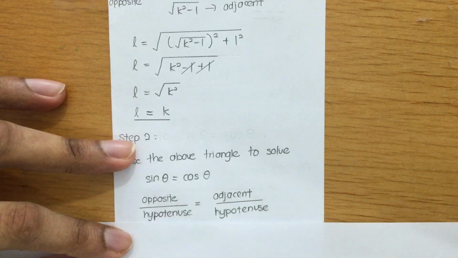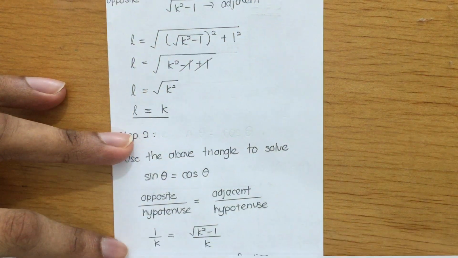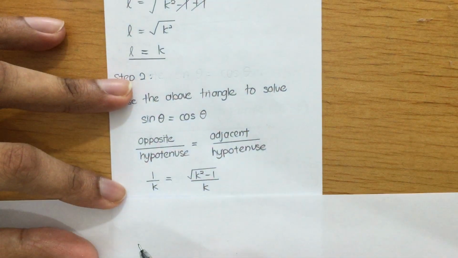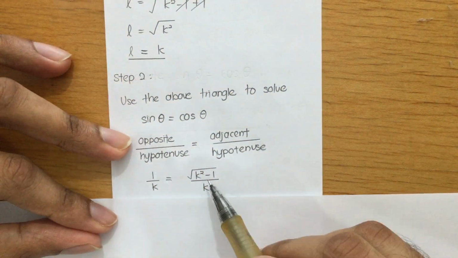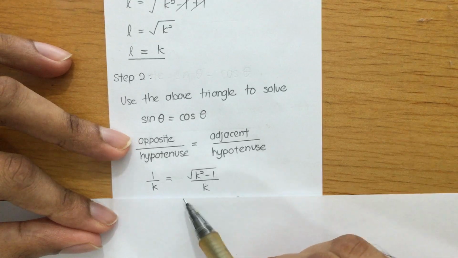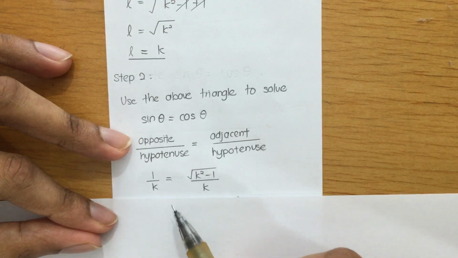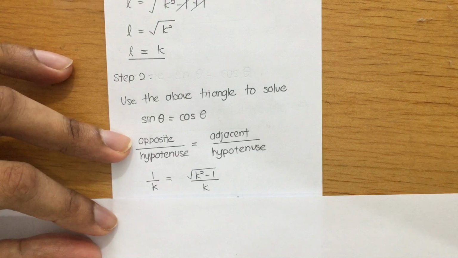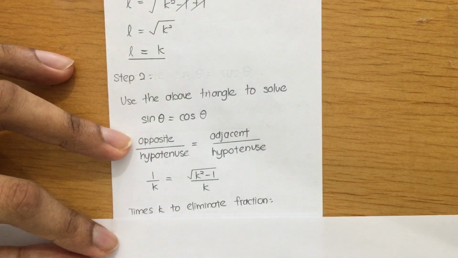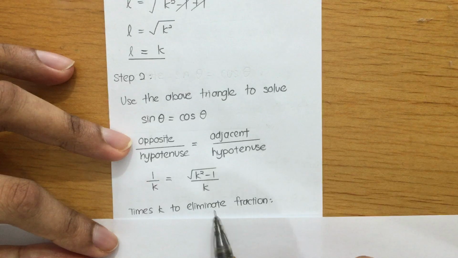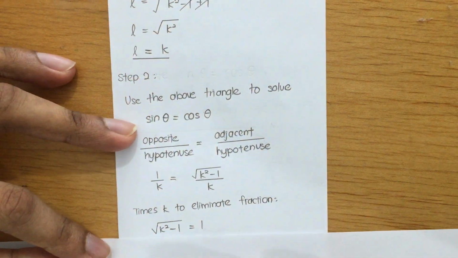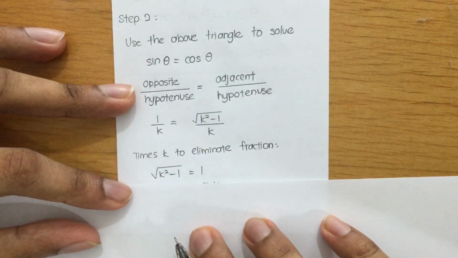Okay, in this case, let us continue. Our opposite is 1 and your hypotenuse is k. Your adjacent is the square root of k squared minus 1 and your hypotenuse is k. So you have already formed a linear equation over here. Okay, we can proceed to solve this. We will times the whole equation by k to eliminate the fraction. So from here you get the square root of k squared minus 1 equals 1.